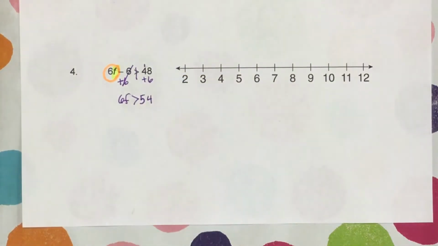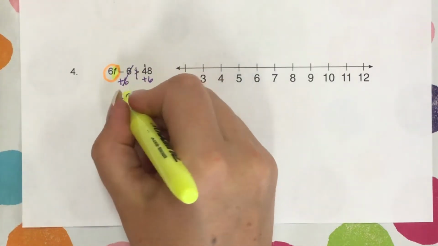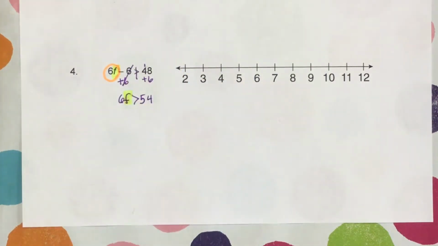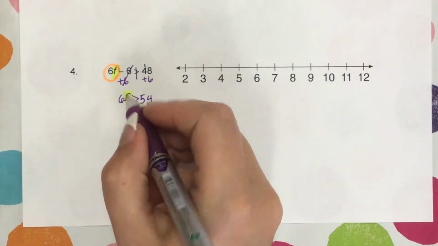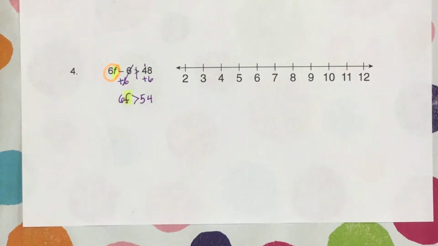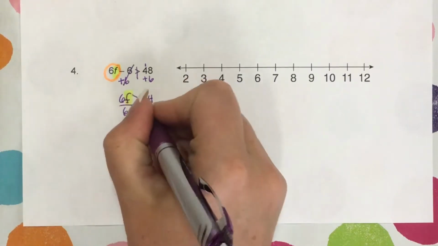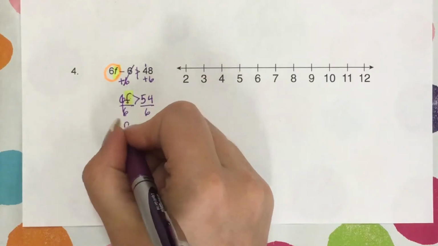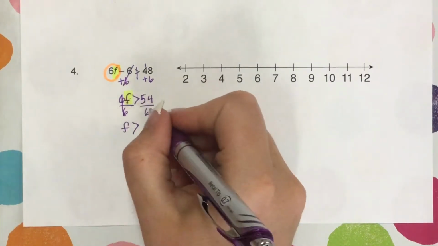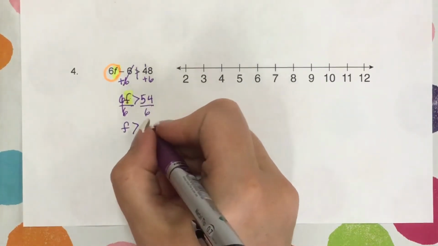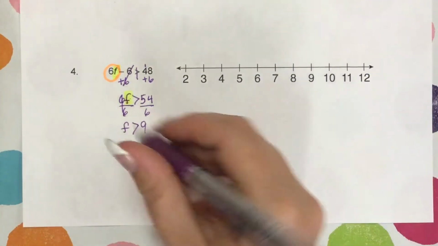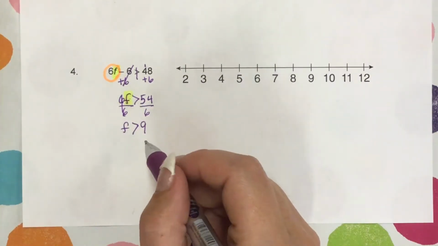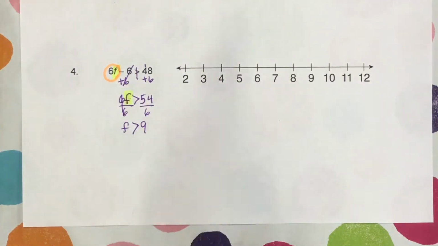We're still trying to determine what F is. We have 6F, and we're trying to get F by itself. The 6 is related to F through multiplication, so we have to do the inverse operation, which is division. We're going to divide both sides by 6. 6 divided by 6 is 1. 1 times F is just F is greater than 54 divided by 6, which ends up being 9. So our answer is F is greater than 9.